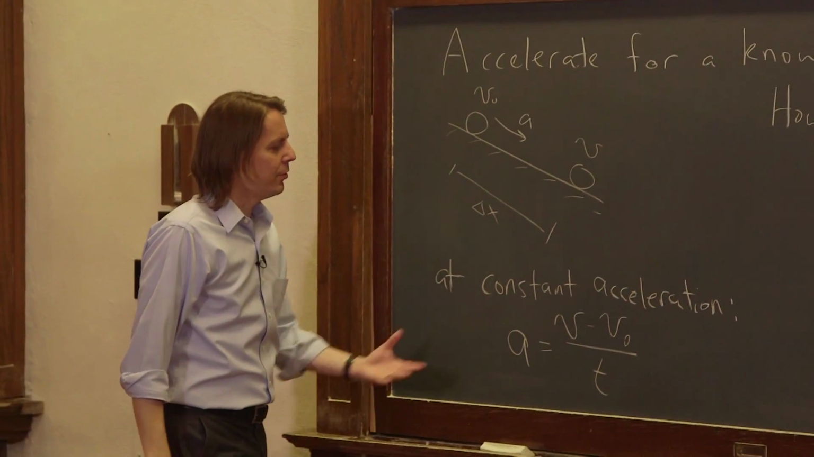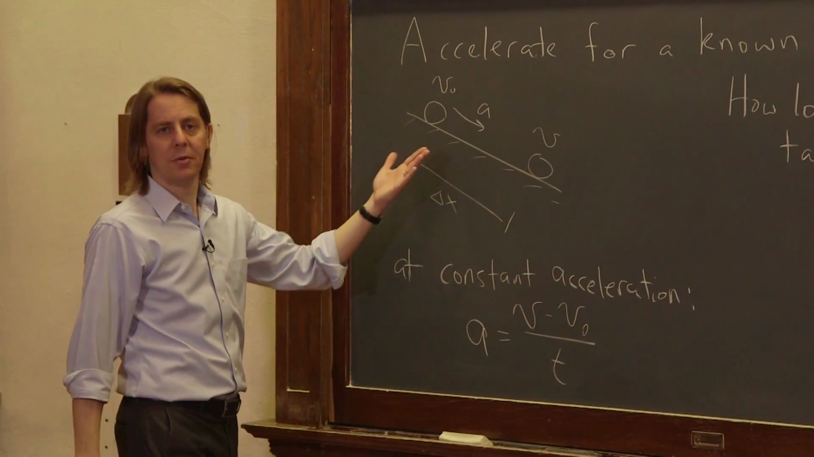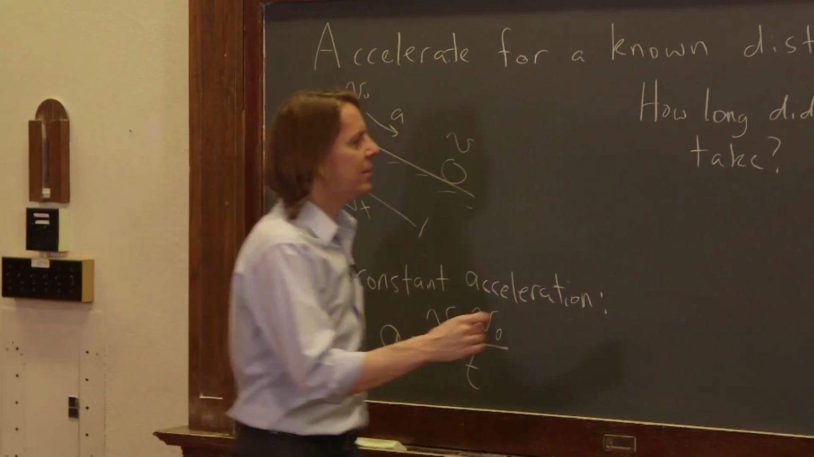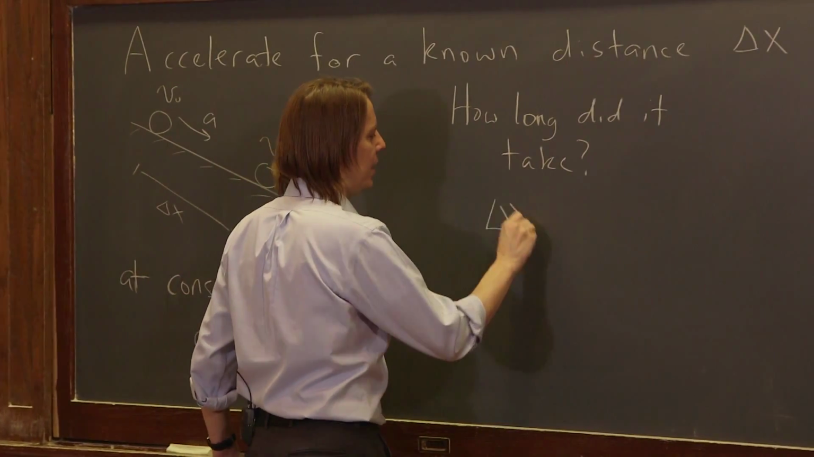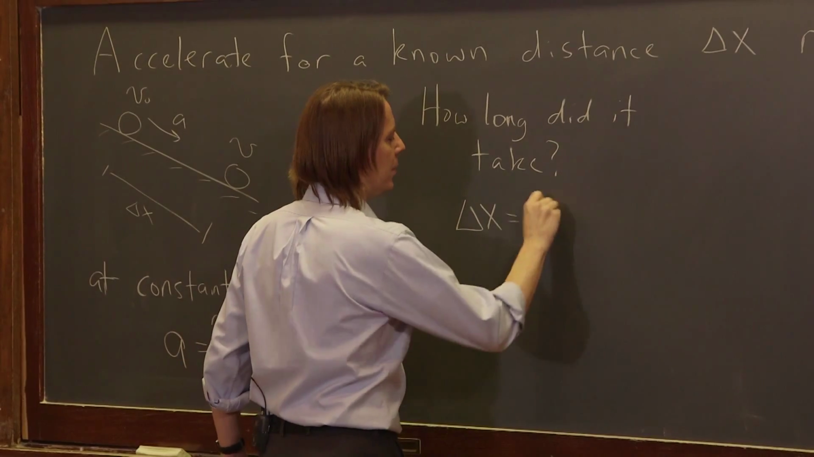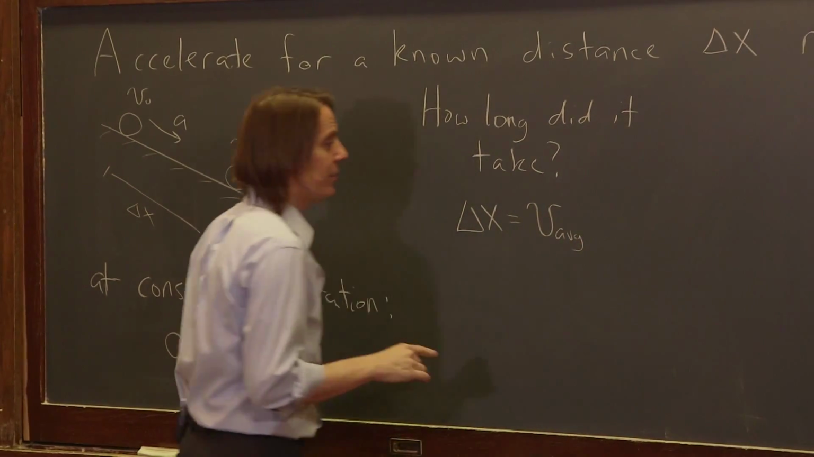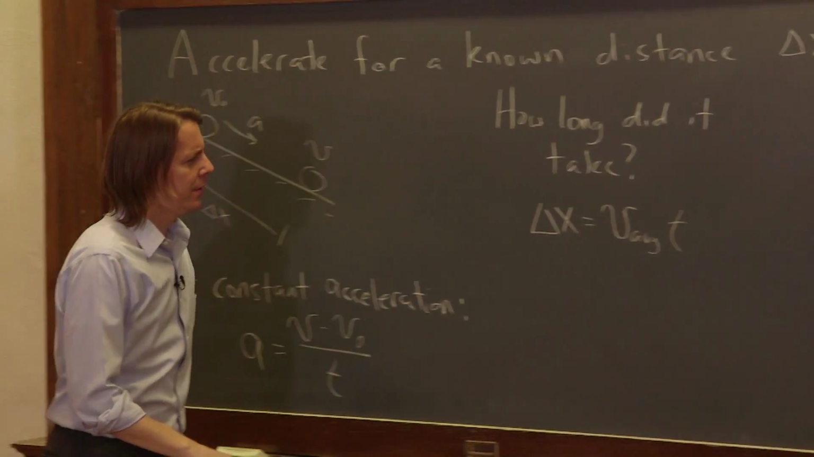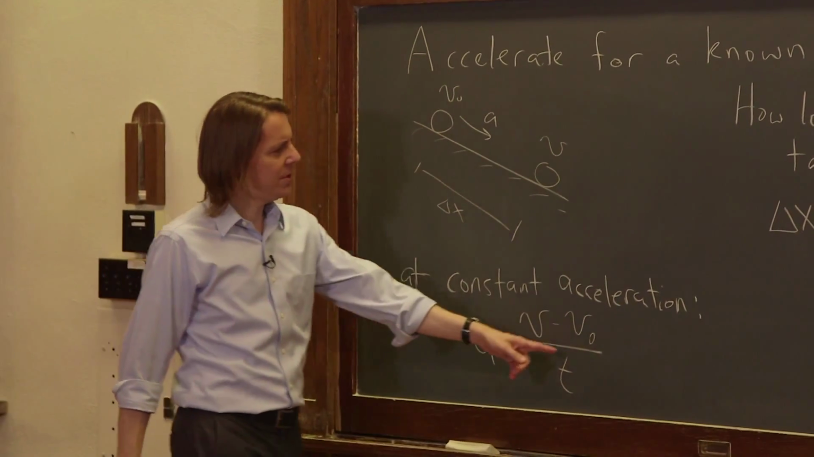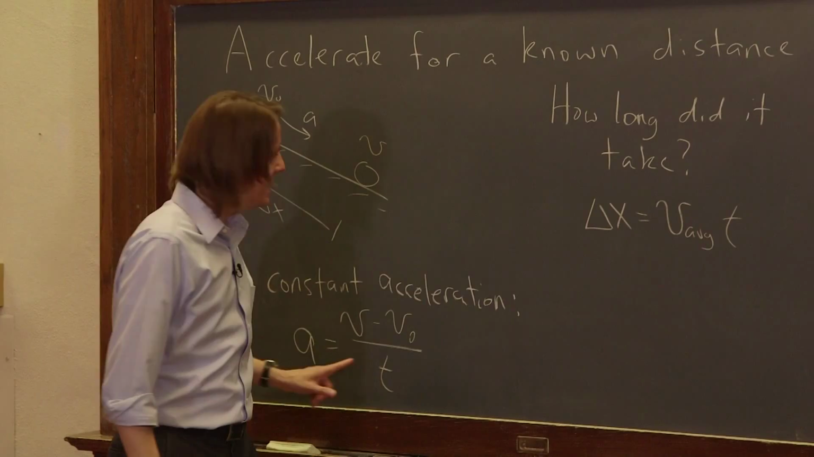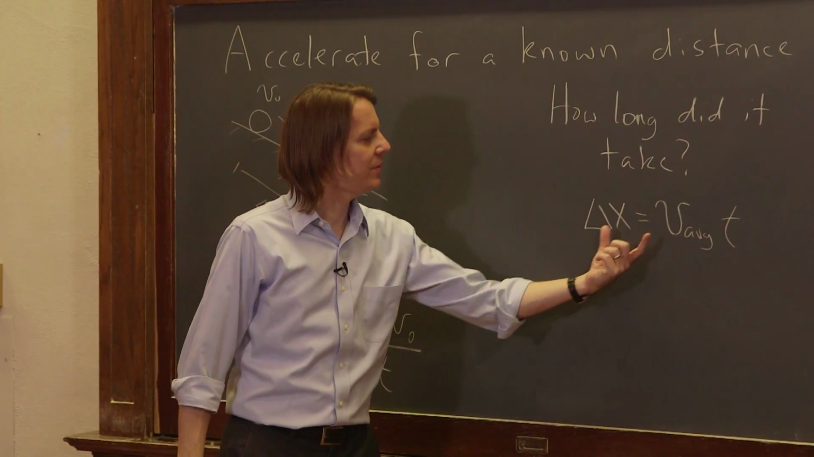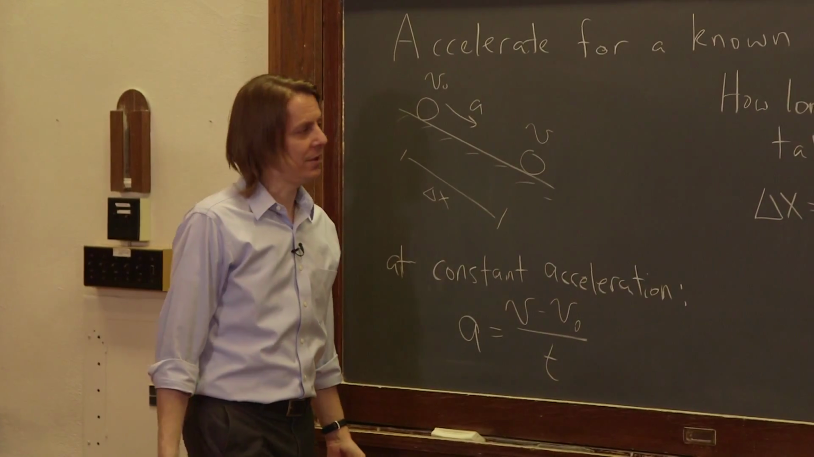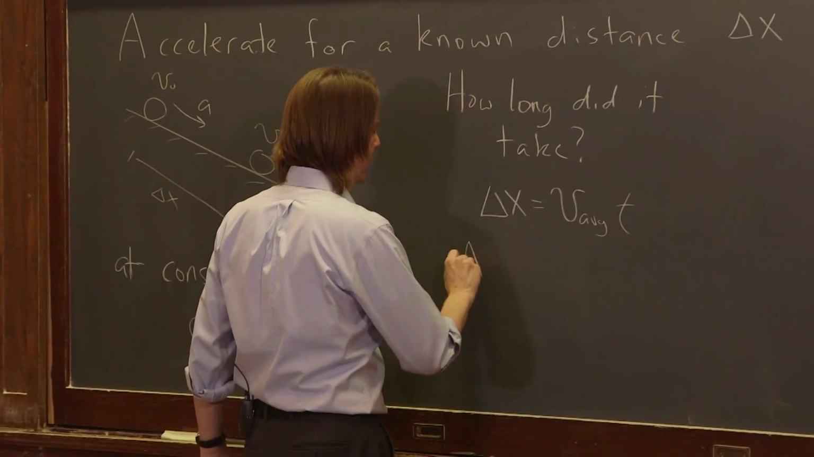Because we know that there is some average velocity. There has to be an average velocity. And we know that average velocity is delta x over delta t. So we could write it this way, that delta x is the average velocity, because this is a complicated motion, times time. So we could replace that t with delta x over the average velocity. But we don't know the average velocity. How do we get the average velocity?